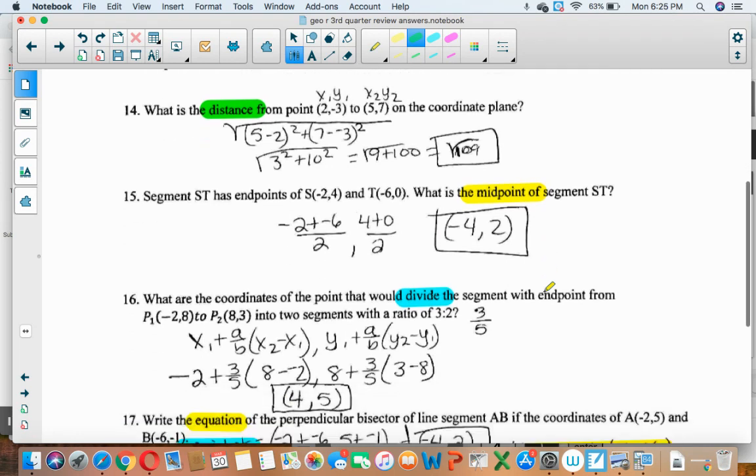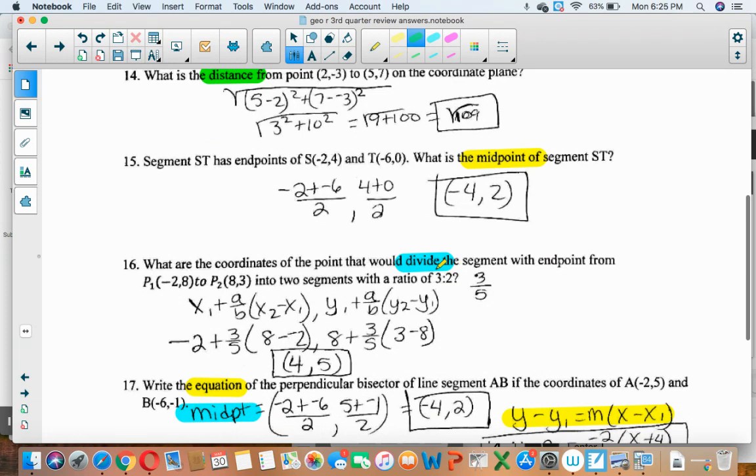16 is a partitioning question. It says I'm going to divide. Now, the only thing with partitioning, sometimes they give you the fraction, that a over b, like they tell you it's 3/5. Sometimes they give you a ratio. So in this particular problem, they said I'm dividing the two segments with a ratio of a 3:2 ratio. That means the 3 goes on top.